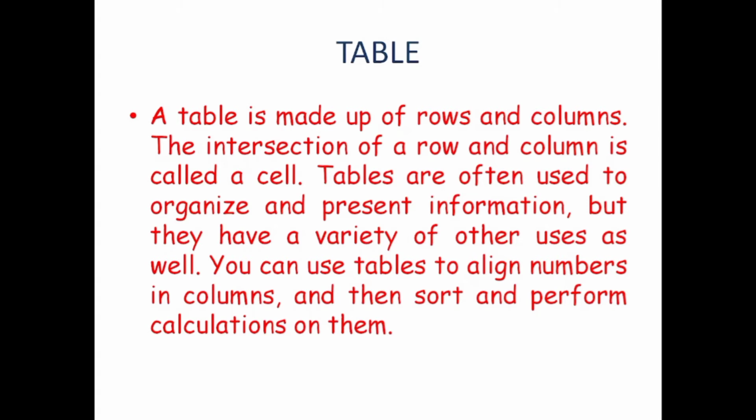So basically a table is a grid of cells and it has a number of rows and a number of columns. Basically, a horizontal series of cells makes a row and a vertical series of cells makes a column, where the intersection of row and column makes a cell.